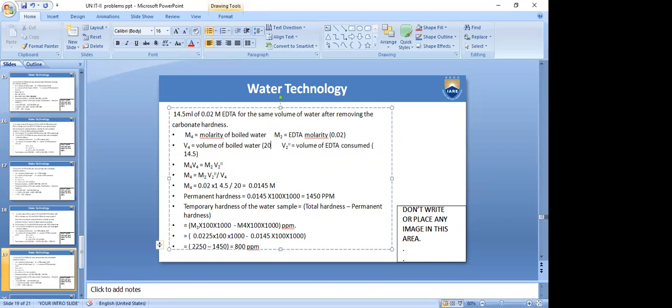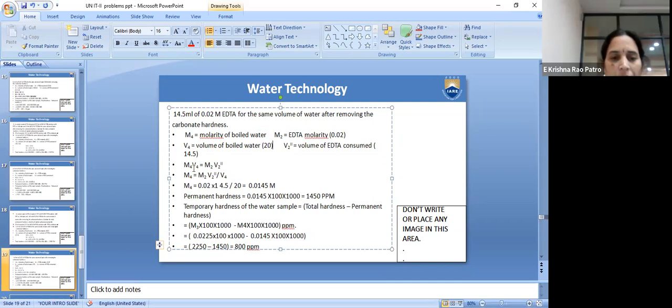Now volume of boiled water, how much have we taken? 20 ml. Now M4 is equal to M2V2 double slash by V4, that is 0.02 into 14.5 by 20. We got 0.0145, that is M4. Convert into ppm, permanent hardness: 0.0145 into 100 into 1000. We got 1450 ppm. That is the answer, permanent hardness. Write down, everybody.